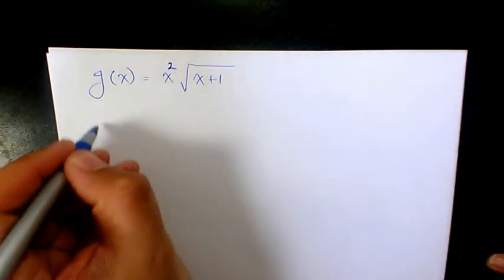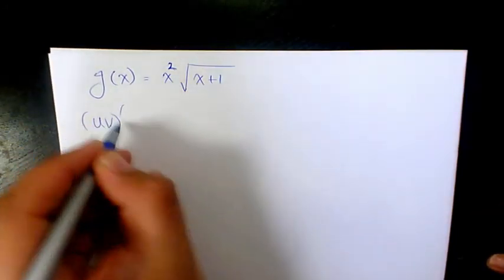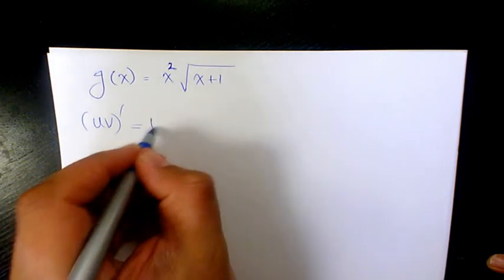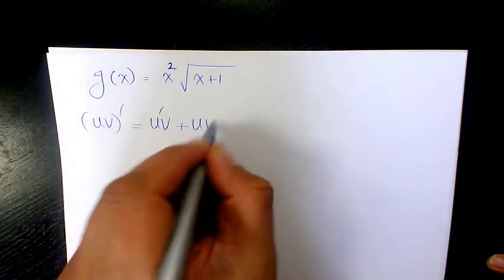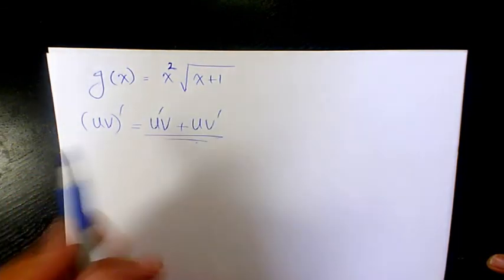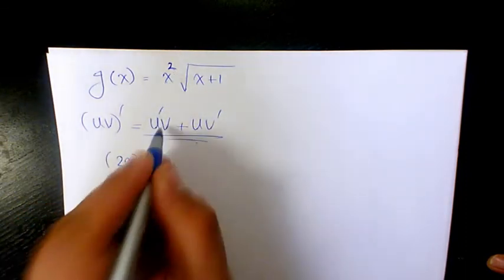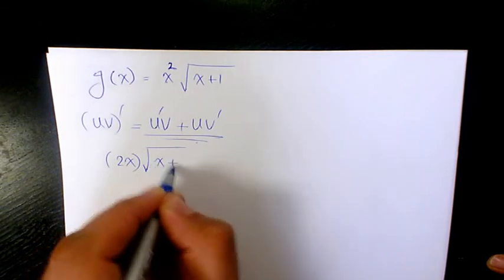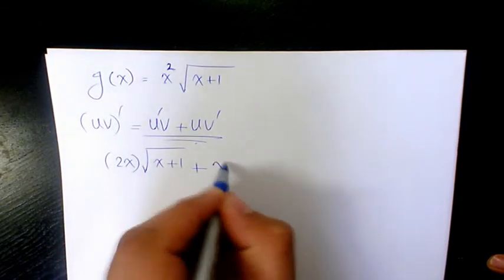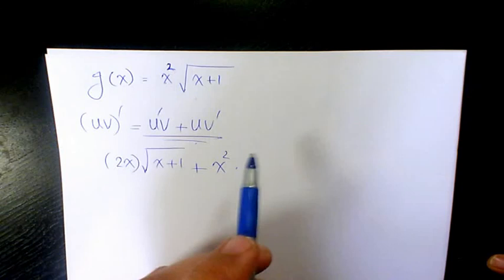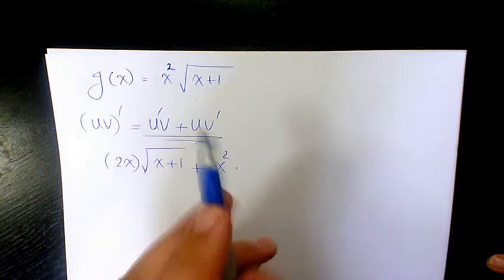So I'm going to use the product rule here, uv prime. It's going to be u prime v plus uv prime. We have had it many times before. So the derivative of x squared is going to be 2x times square root of x plus 1, plus x squared times the derivative of square root of x plus 1. How do we do that?